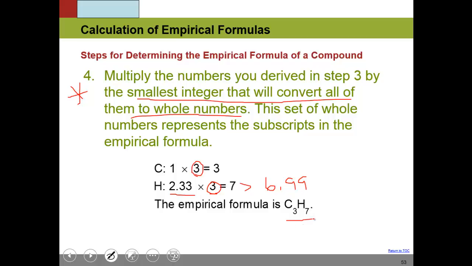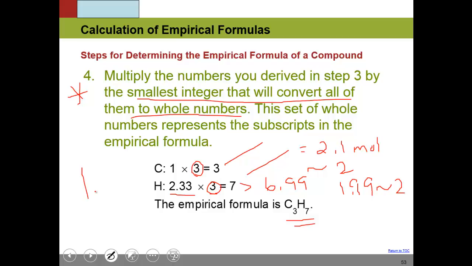So our empirical formula will end up being the whole number ratio of every 3 carbons to every 7 hydrogens. Now, someone may ask, how close do you have to be to round down? So let's say we had 2.1 moles of something. That's probably roughly 2 moles. Or if we had 1.99 of something, that's roughly 2 moles.